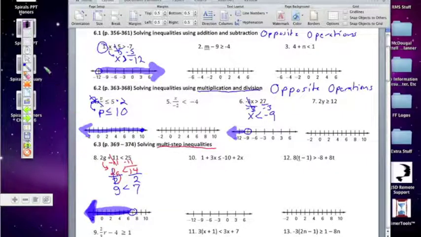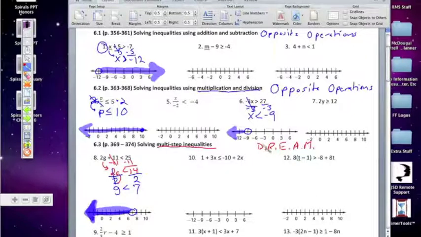Let's look at number 12. Number 12 is a special situation. Okay? So when we get to number 12, on all these we should be following our steps to distribute, regroup, eliminate, add, subtract, multiply, divide. The first step we're looking at in number 12 is what? Any idea? What's the first step to consider?